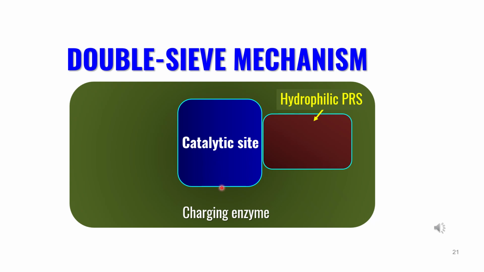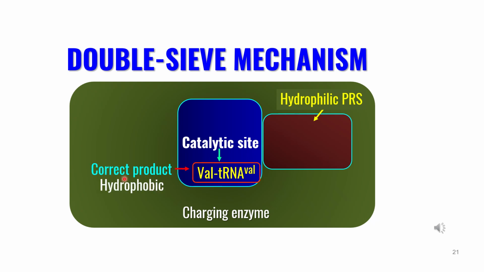At the catalytic site, the product is formed, which is here valine with tRNA for valine, and this is the correct pair. This is the correct product, and you have learned that this is hydrophobic, therefore it cannot enter the proofreading site, which is hydrophilic, and it is protected and participates in the translation. So no entry into the proofreading site is a certification of authenticity of the product.